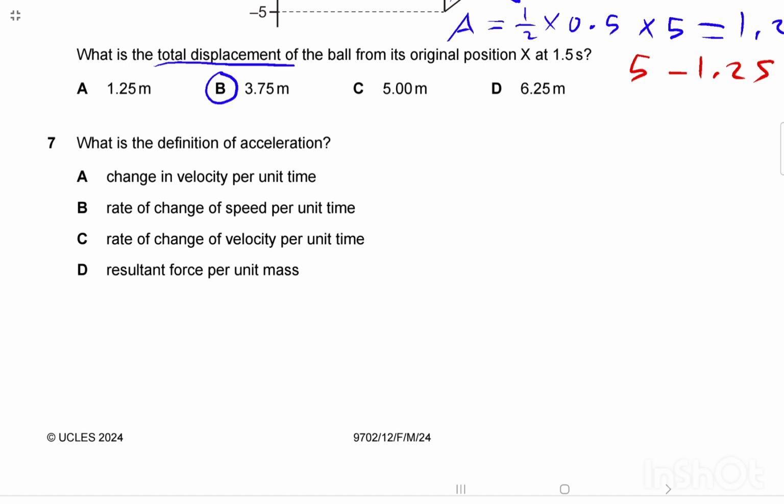What is the definition of acceleration? The definition of acceleration is change in velocity per unit time. Clearly option A is the correct answer. Rate of change of speed per unit time, this is not the definition of acceleration. Rate of change of velocity per unit time is wrong. Resultant force per unit mass is wrong.